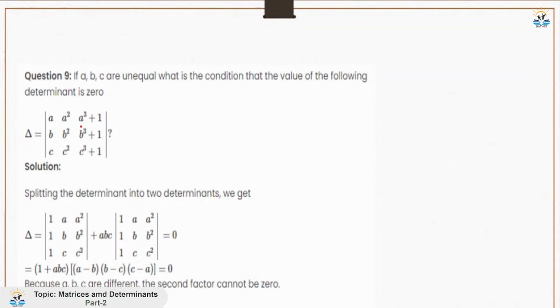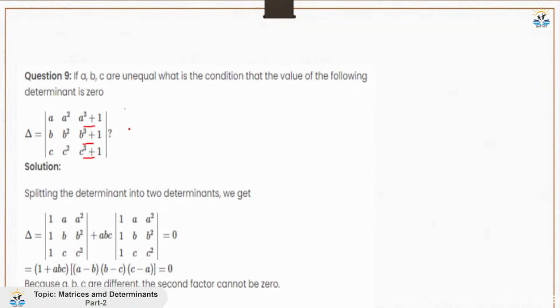When I am given addition in any one column or row, then what I can do is I can separate this determinant into two determinants. In those two determinants, my first two columns will remain the same. You can see 1, 1, 1, A, B, C. They have taken A, B, C common, nothing else, and 1, 1, 1, A, B, C. So when you take A, B, C common, you will get this thing only.